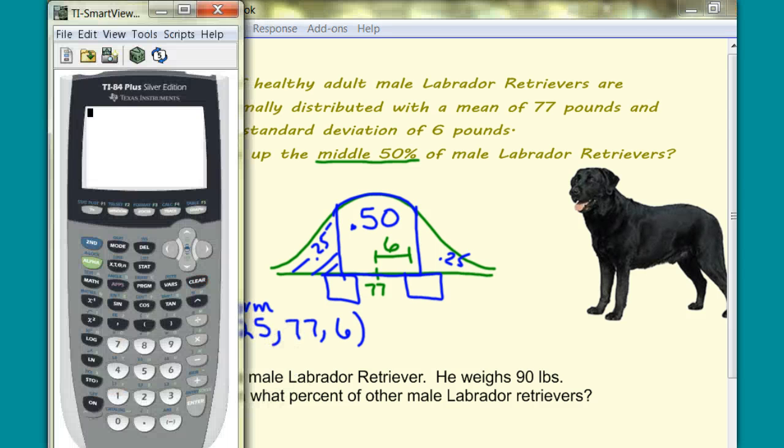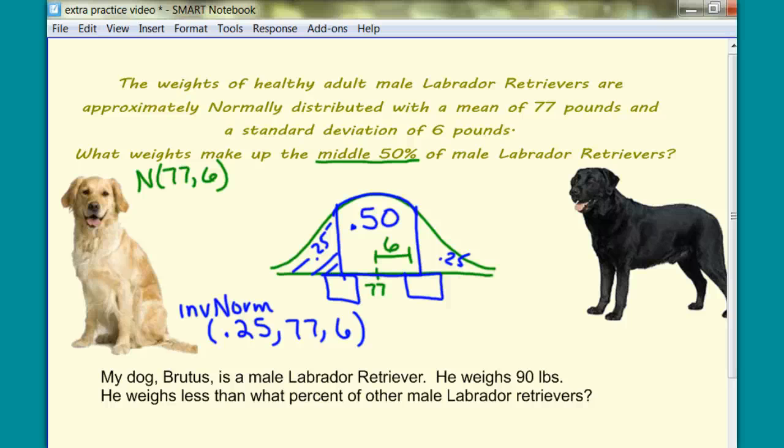If you want to see that actually on your calculator, here's second, vars, go down to number 3. That's the inverse norm function. I type in 0.25. Here's the comma. 77, comma, 6. Close it up, and you're good. 72.95 pounds. So this weight is approximately, we'll call that 73 pounds. 72.95 rounded.